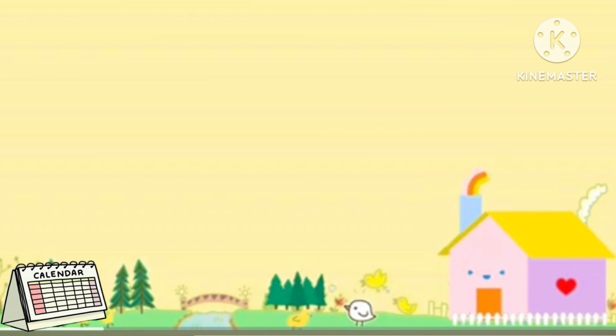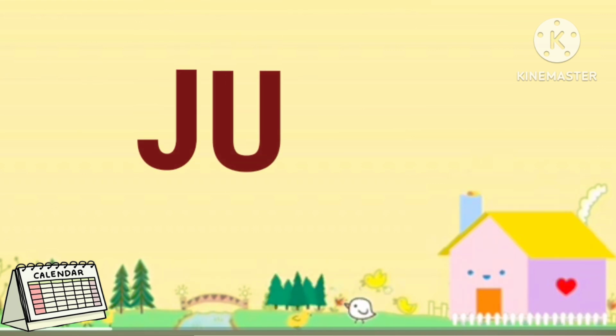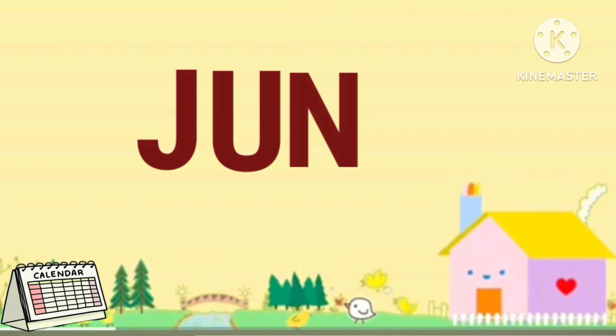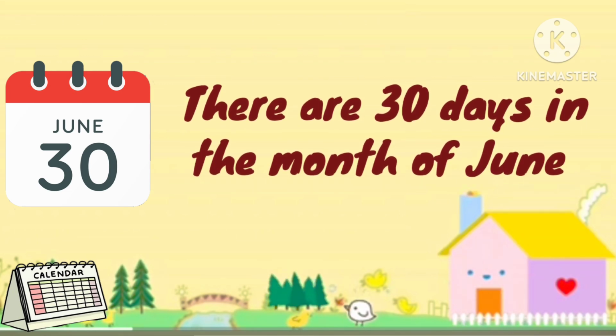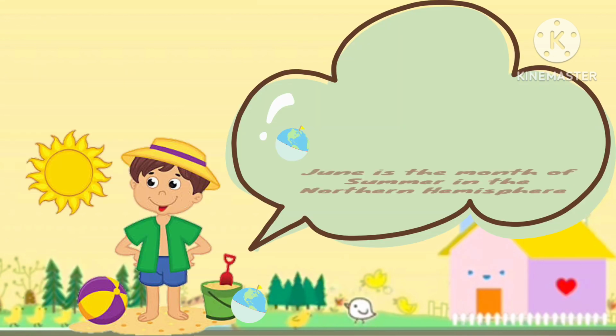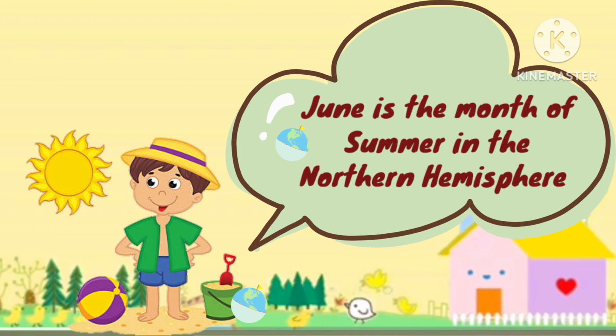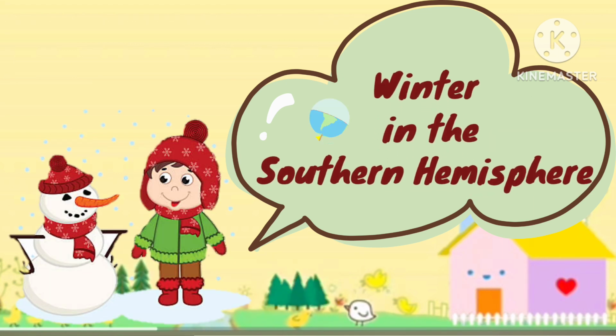Next month is June. J U N E. June. June is the sixth month of the year. So, kids, remember, there are 30 days in the month of June. June is the month of summer in the northern hemisphere and winter in the southern hemisphere.